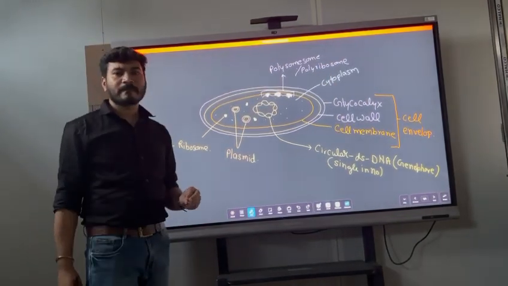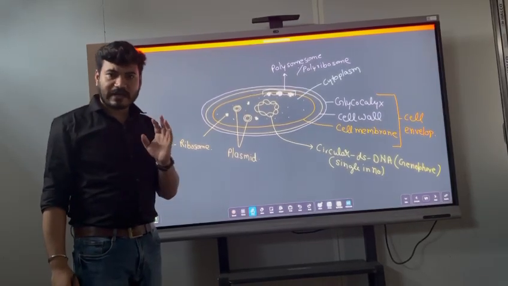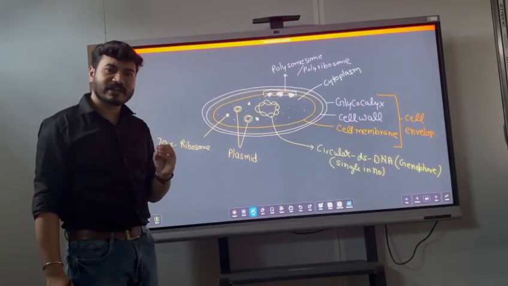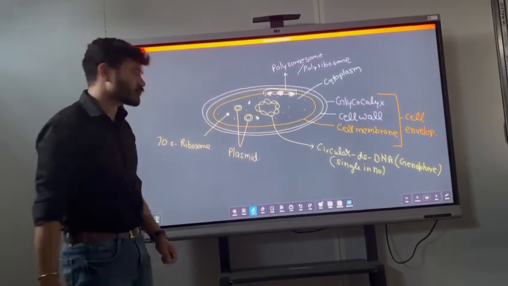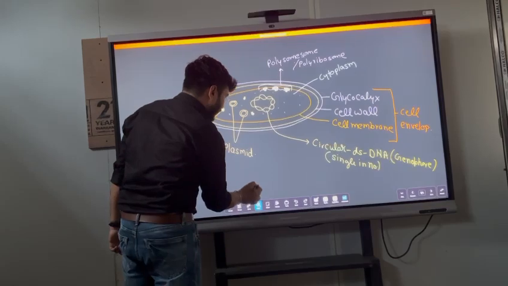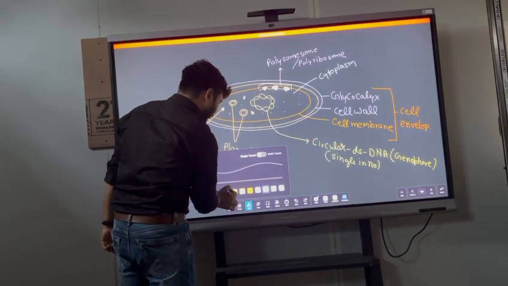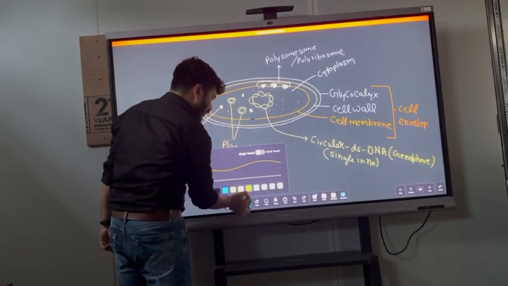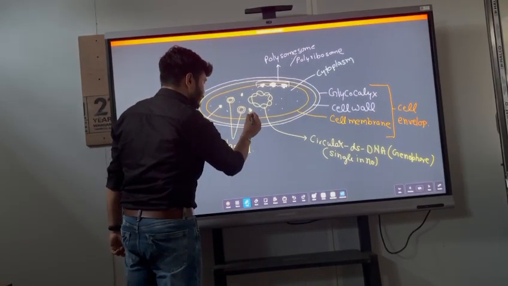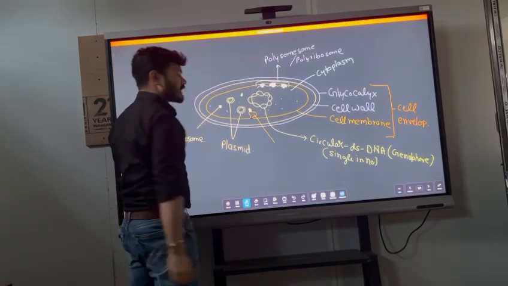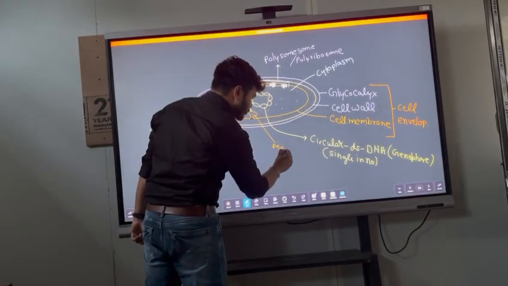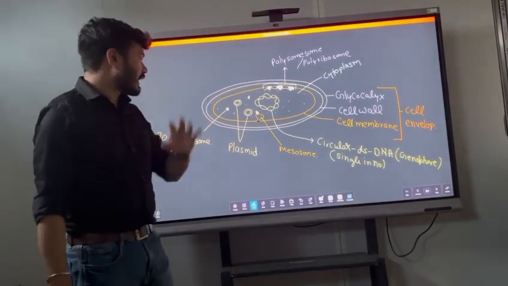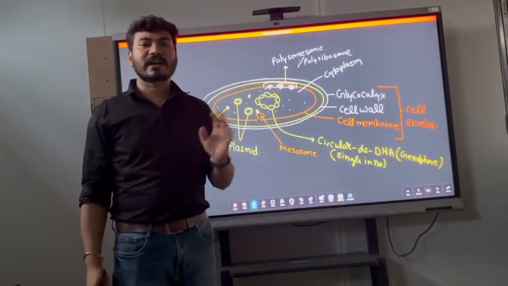Now see, in gram-positive bacteria, the inner side enfolding of the cell membrane is present and it is named mesosome. I am marking here another inner side enfolding of the plasma membrane or cell membrane. It is the mesosome. It has various functions. The main function of the mesosome is respiration.